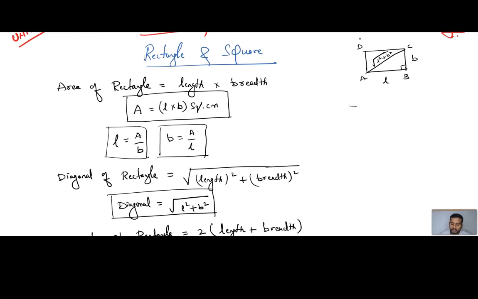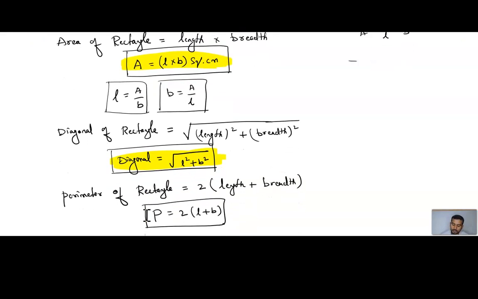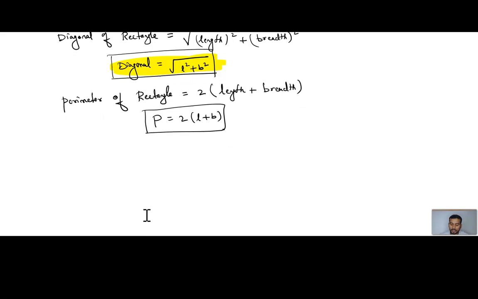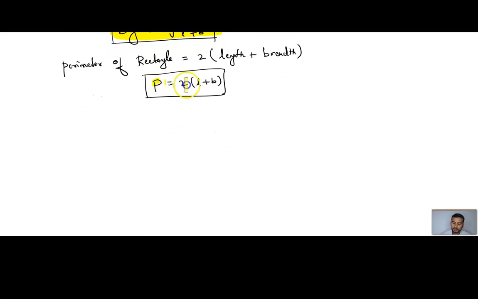So what is the area of a rectangle, children? The area of a rectangle is length into breadth. And what is the diagonal of a rectangle? Diagonal is root of L square plus B square. And then what is the perimeter of a rectangle? Perimeter of a rectangle is 2 times length plus breadth. So these are the very important formulas. And after that, let me discuss the square now.